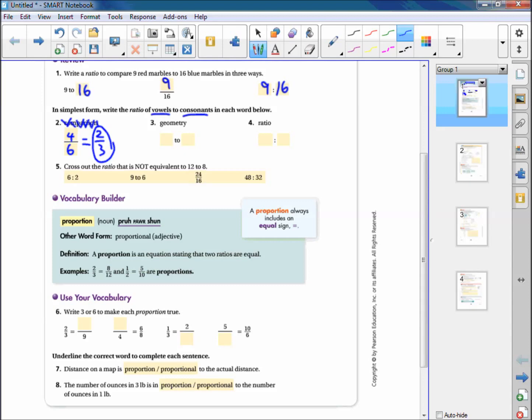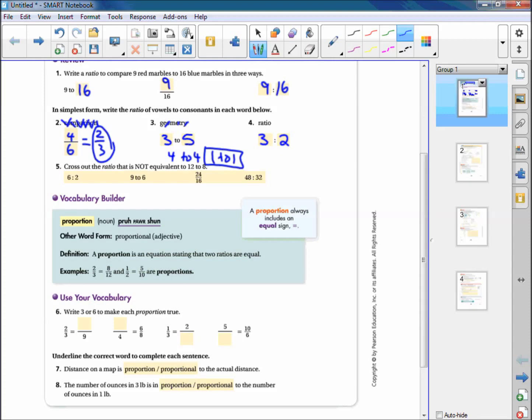All right, so for geometry, we have 3 vowels, and 1, 2, 3, 4, 5 consonants. So you could write this 3 to 5. Although maybe you would say that Y is sometimes a vowel and might be a vowel in this case, in which case you would say this is 4 to 4, or 1 to 1. Okay, so depending upon whether you consider Y to be a vowel in this case. All right, ratio, that's 3 vowels to 2 consonants. And it's okay to have an improper fraction for a ratio.